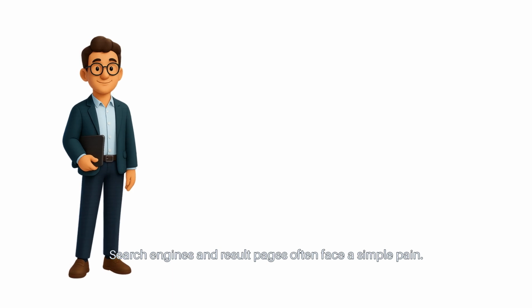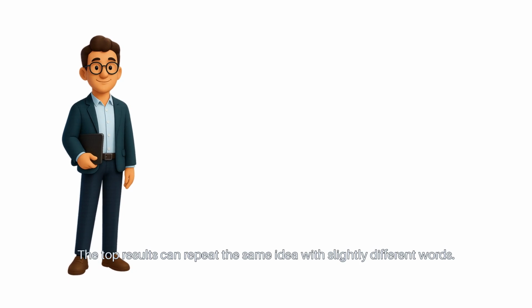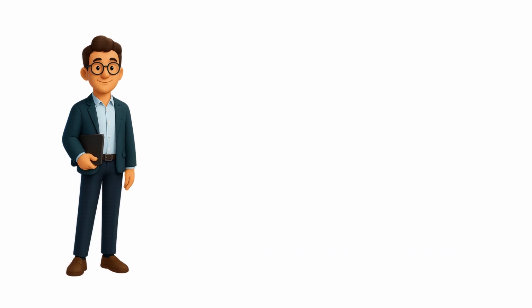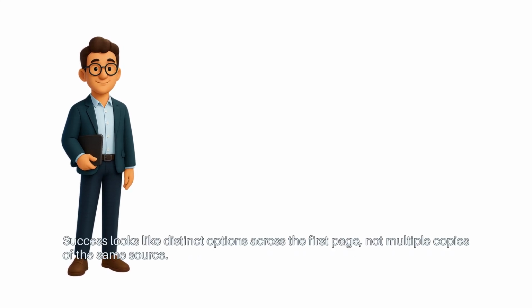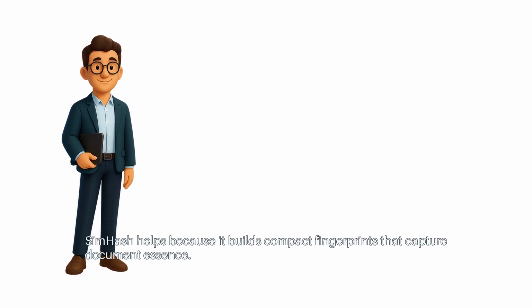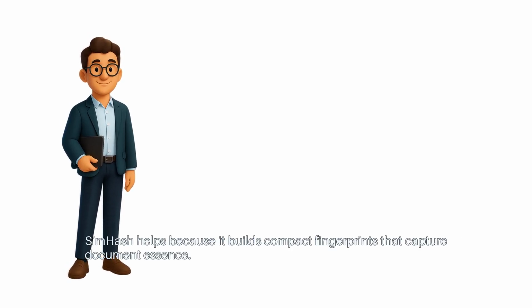Search engines and result pages often face a simple pain. The top results can repeat the same idea with slightly different words. Success looks like distinct options across the first page, not multiple copies of the same source. SimHash helps because it builds compact fingerprints that capture document essence.